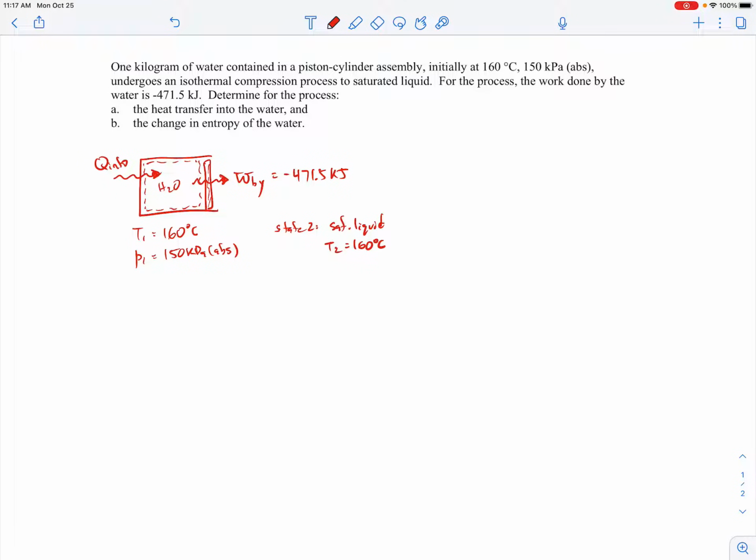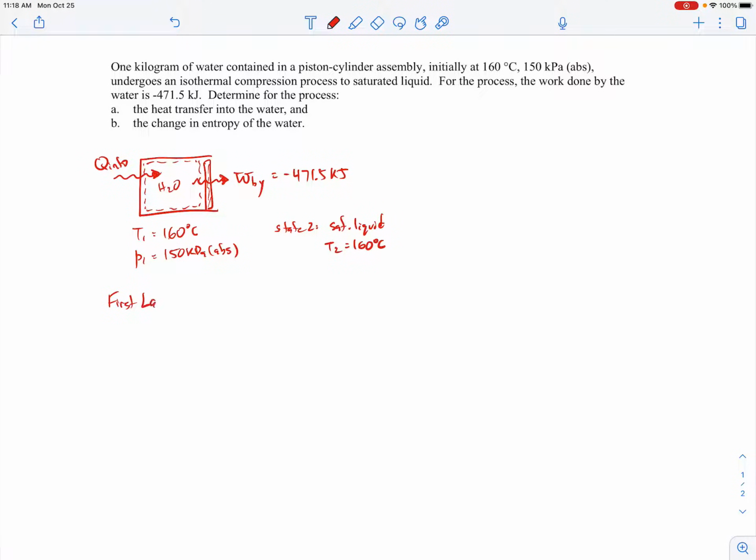Okay, so to find the heat transfer into the water, we're given the work done by the water right here, and we're trying to find the heat transfer. So this makes me think of using the first law of thermodynamics on that system. Since I'm given some information about the initial and final states, I should be able to find the change in internal energy, and then I can connect it all together using the first law. So let's write that out.